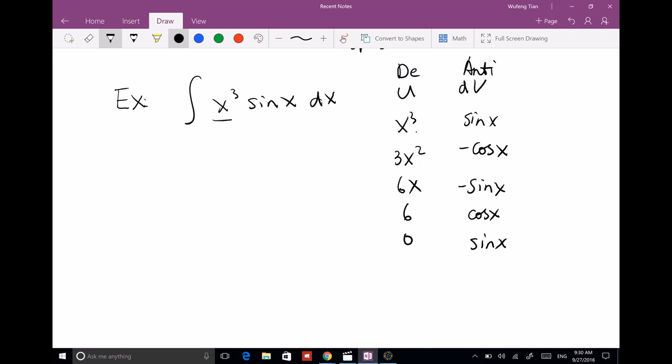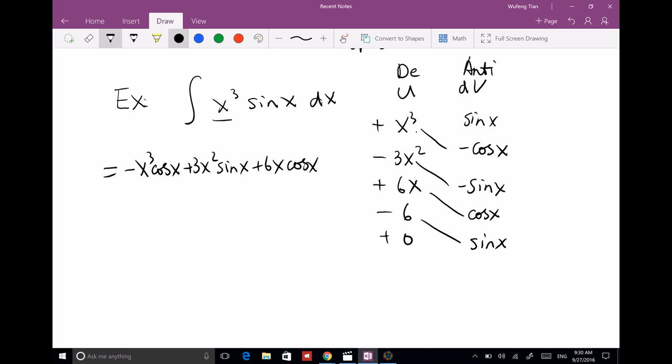Okay. Now, do you got the same thing, everyone? Yes? Okay. So we can do plus, minus, plus, minus, plus. So cross, cross, cross. Oh, this one does not cross here. Cross and cross. Okay, your final answer is negative x cubed cosine x minus 3x sine x, minus minus plus sine x by plus is plus 6x cosine x minus 6 sine x plus c.